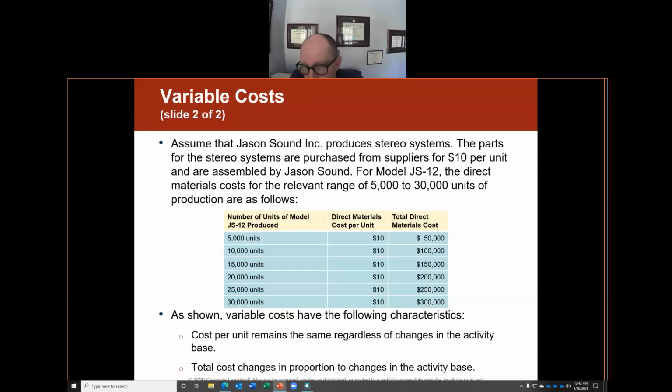We can see that the total cost of direct materials changes based off of the level of output. The more I produce, the more my total direct materials cost is going to be. That's why it's variable. You all understand that. It's a very basic concept. We learned about that very early on.